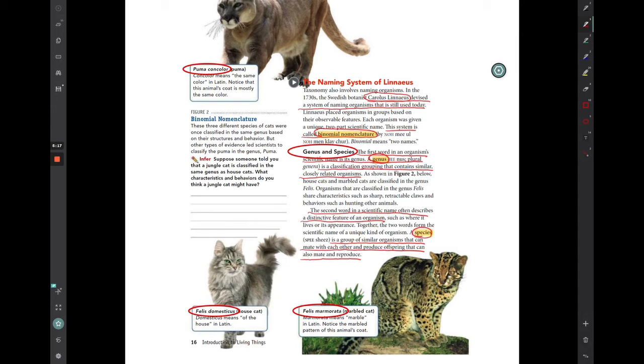So domesticus meaning of the house. So it's a house cat. So it describes the type of cat that it would be. Felis marmorata is called a marbled cat, and marmorata means marbled. So if you look at its fur, its sort of marbled coat is where it gets its name. So the first name in the scientific name is going to be the genus name. That's the genus that it belongs to. The species name then will oftentimes describe the species in a little bit more detail.